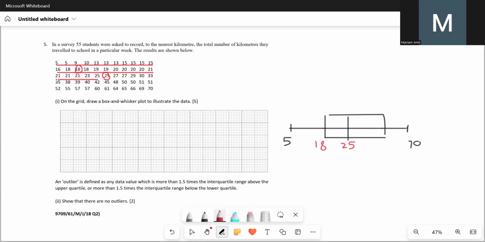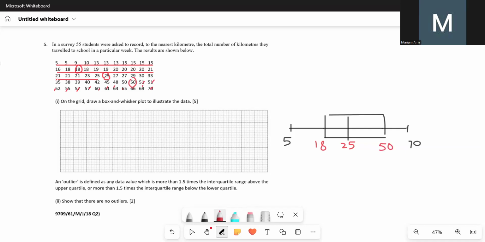And to find the upper quartile, similarly, we'll look at the 14th value starting from the end. So 1, 2, 3, 4, 5, 6, 7, 8, 9, 10, 11, 12, 13, 14. This is going to be the upper quartile. Okay, now we'll choose an appropriate scale and draw this box and whisker plot properly on the grid.